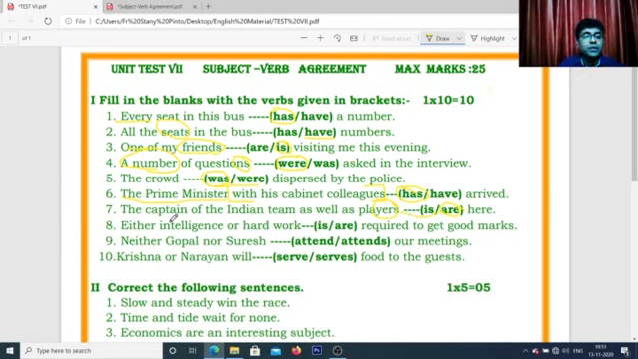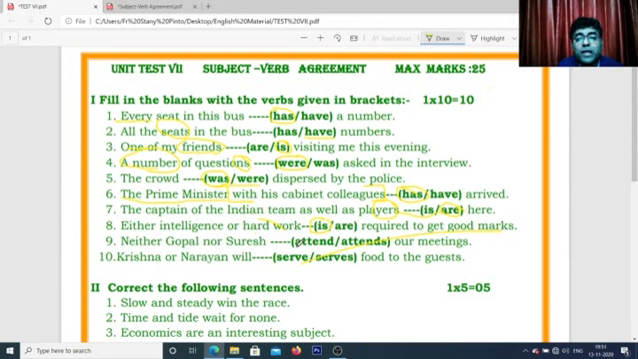Please remember this. Either intelligence or hard work dash required to get good marks. Either intelligence or hard work. When there is either or, okay, then it is always singular verb. Singular verb. Okay, either intelligence or hard work is required to get good marks. Because we say either, any one, so it is singular.